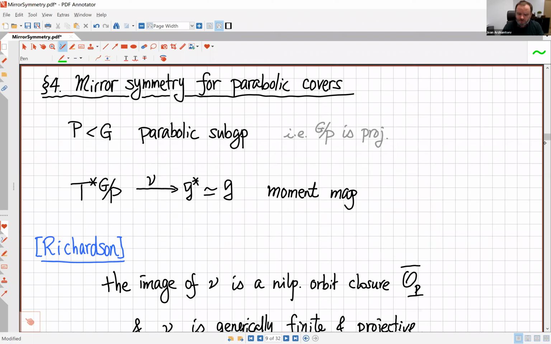Okay, so we try to make this more plausible. We need to give some examples or some evidence for this expectation. The first evidence you try to show is for the parabolic case, parabolic cover.